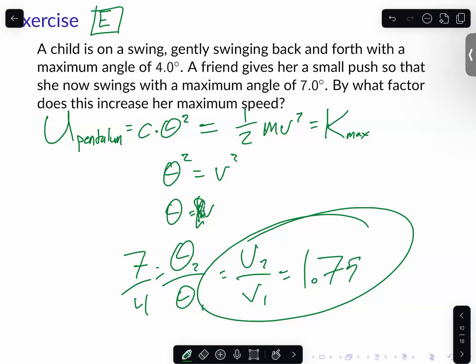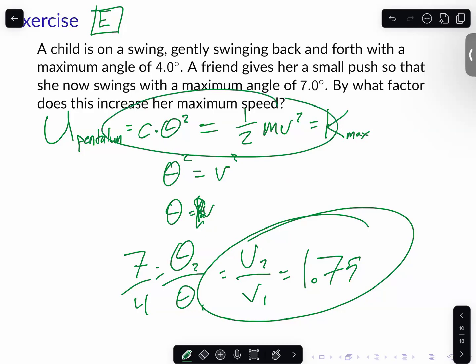I see a question pop up. And I see Shelby enter super late. Question me. So why wouldn't it be 7 squared over 4 squared? Well, theta squared equals V squared. Simplify that expression.